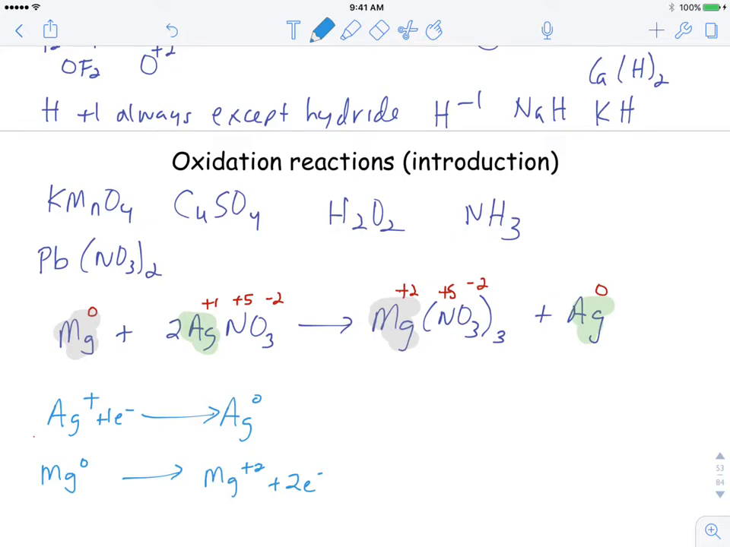I show those 2 electrons on the more positive side. So as a tip here, make sure that you always add electrons to the more positive side of the half reaction. Now when I look at this, I see that the Ag was positive, it gained an electron. That's a reduction. The magnesium lost electrons, so it is oxidized.